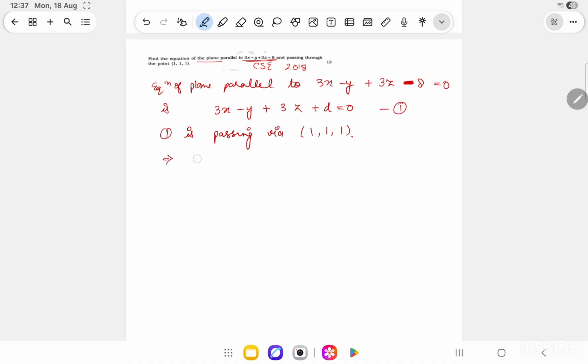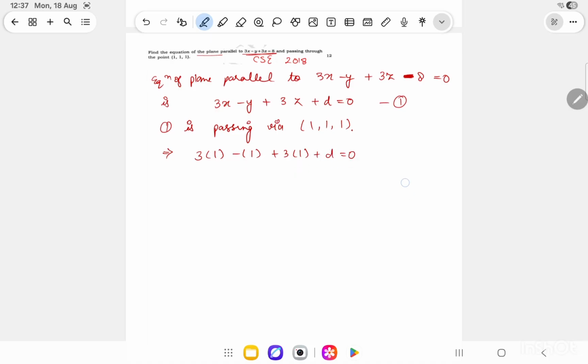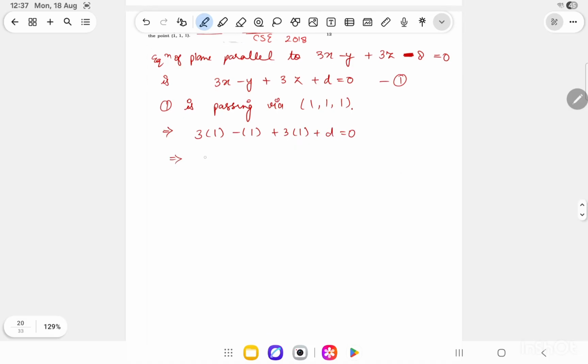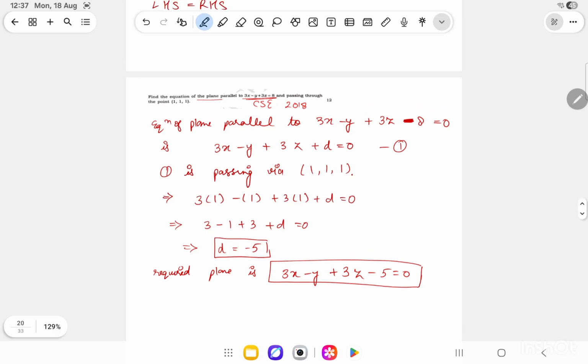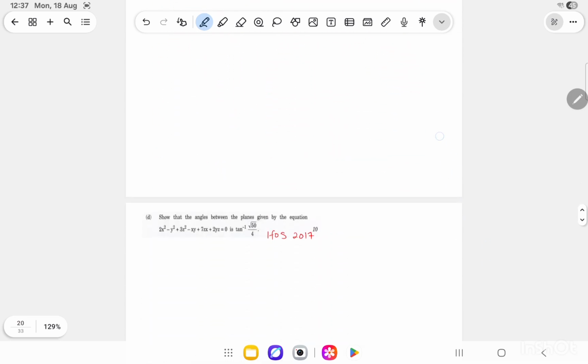So from here I'll get 3 into 1 minus 1 plus 3 into 1 plus t equals to 0. So I got my equation as 3 minus 1 plus 3 plus t equals to 0. So from here I got my t as minus 5. So equation of required plane is 3x minus y plus 3z minus 5 equals to 0. This is the required equation of plane. This is a really simple question and they have asked it for 12 marks. So let us move on to next question.